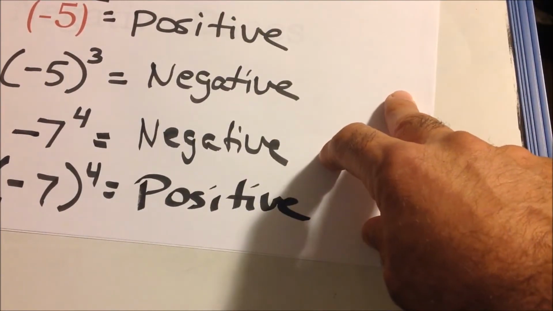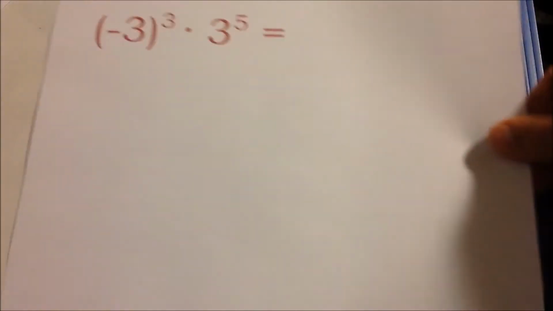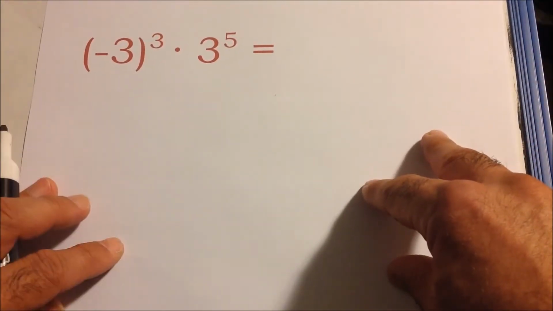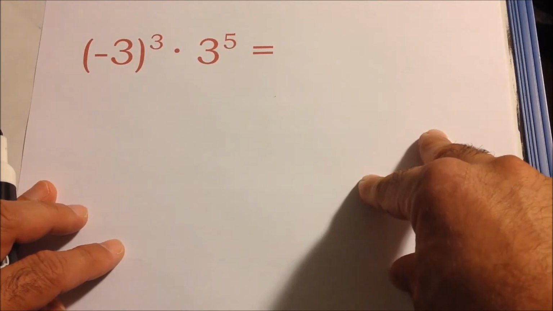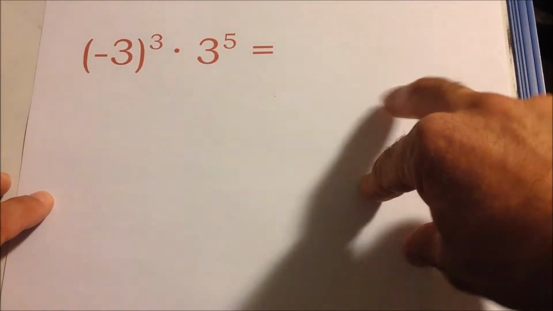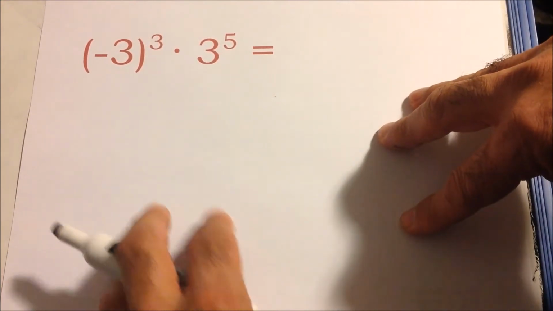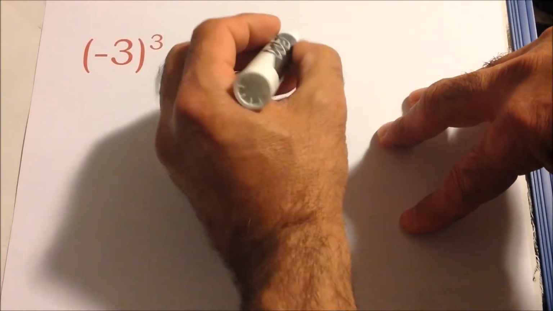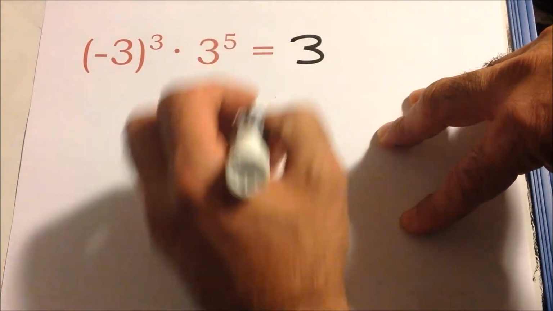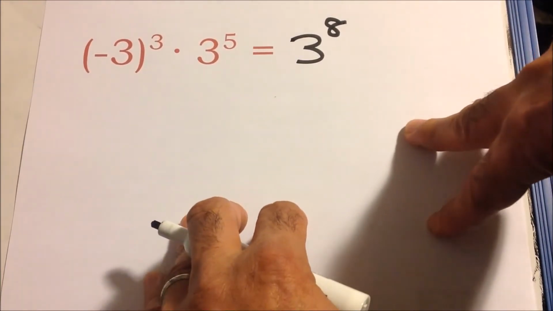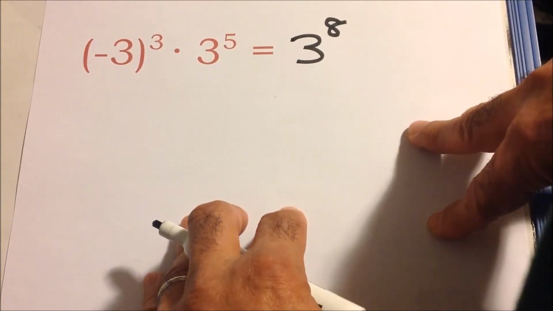Let's do a problem here. Okay. So here we have a -3 in parentheses to the 3rd power times 3 to the 5th power. So they have the same base. Well, one's negative, but we're going to use an answer of 3. We know we're going to have 3 as a base, and we're going to have 8 as an exponent. But is the answer negative or positive?